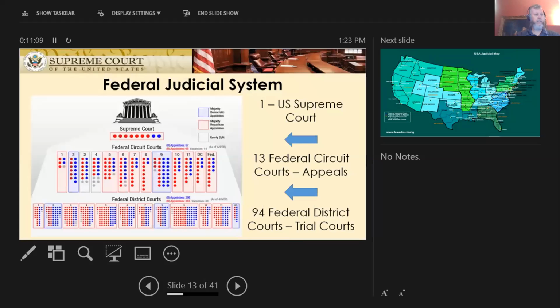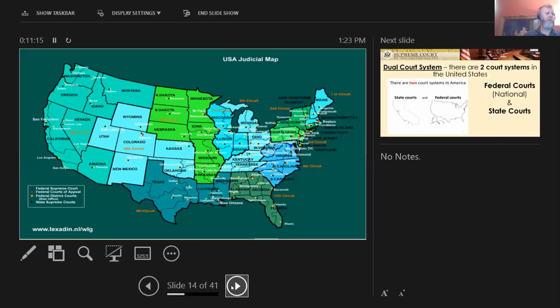All right, so this leads us to our next slide, which shows us the map of the district courts. So we're right down here. We are the 11th Circuit Court, and it is actually in Atlanta. Next to us in Texas, Louisiana, Mississippi is the 5th Circuit Court, and that is actually in New Orleans.